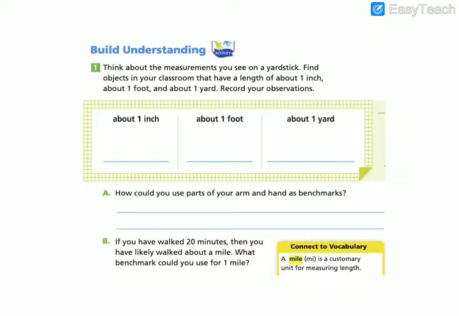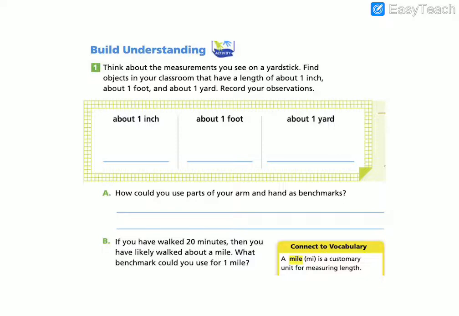All right, let's take a look at problem 1. Think about the measurements you see on a yardstick. Find objects in your classroom or in your house around you that have a length of about 1 inch, 1 foot, and about 1 yard. Record your observations. If you aren't sure what a yardstick is, it's like a longer stick that you use to measure. It's usually wood. It's about 3 feet long. Okay, so it's equal to 1 yard.